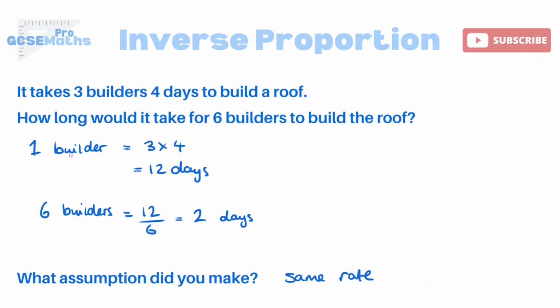Because technically in real life, you can have one builder that's a lot more productive or a lot faster than another builder, so you might end up having more builders, but some of them might not be very good, so then it doesn't end up taking that many days less. So whenever it says what assumption did you make, relate it to the context, but say something along the lines of, we assumed that everything was at the same rate.